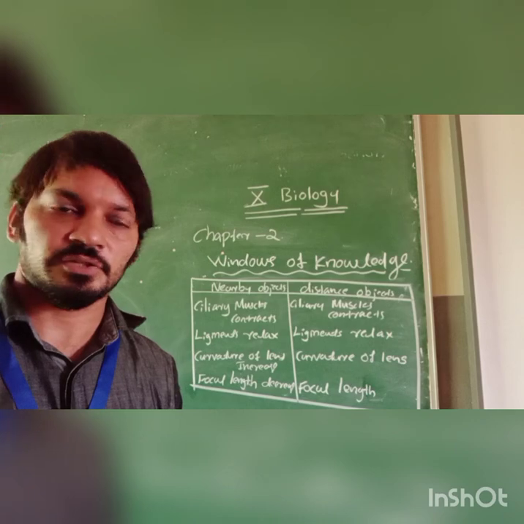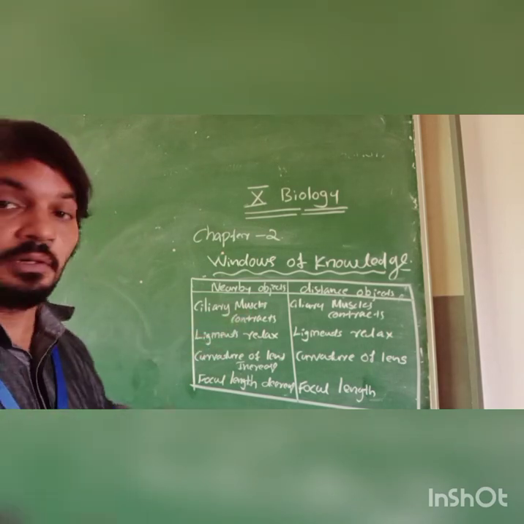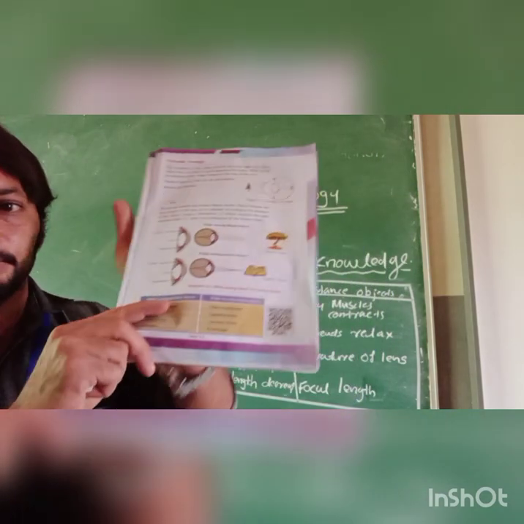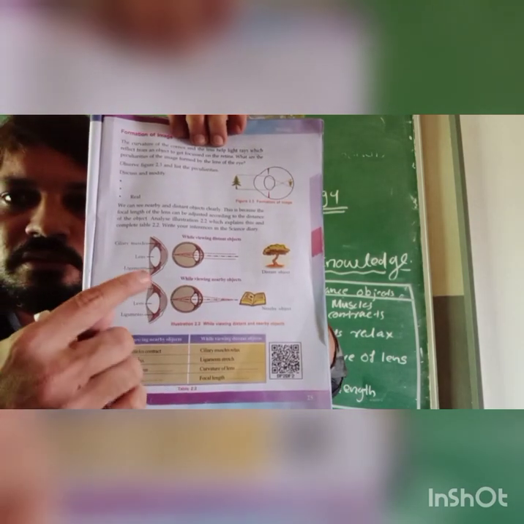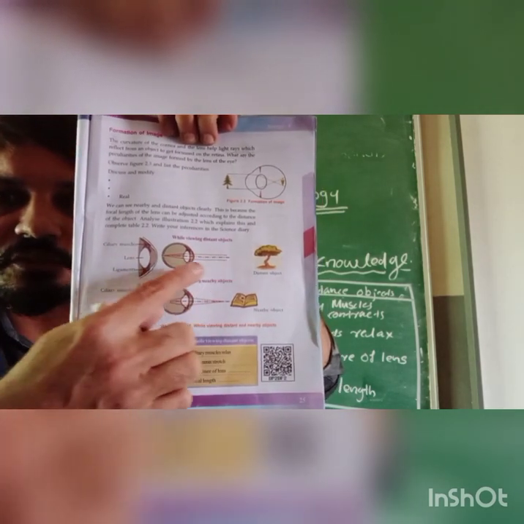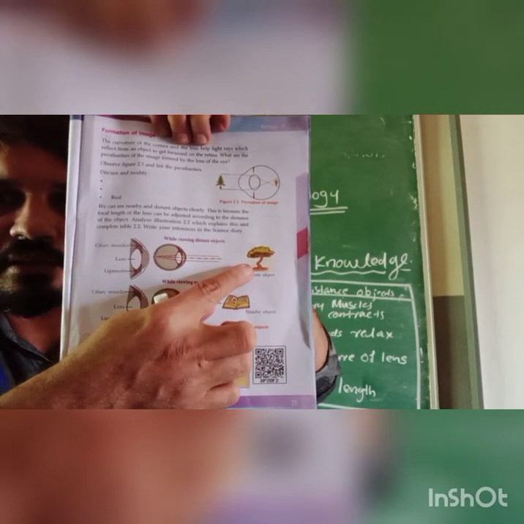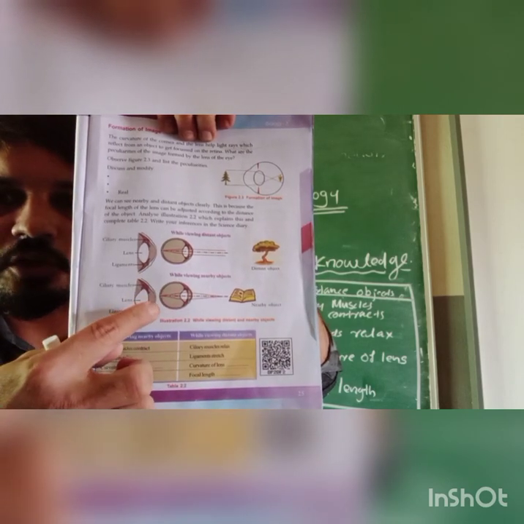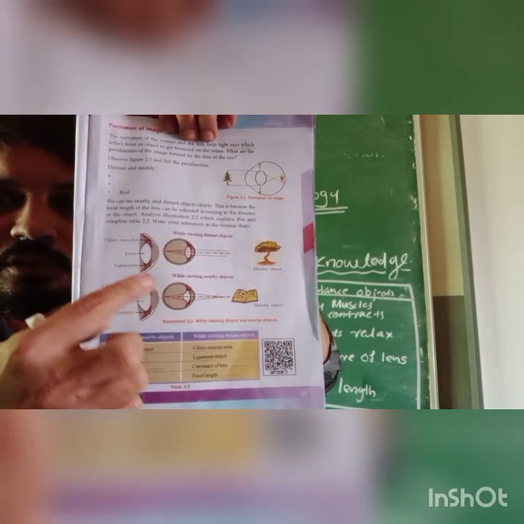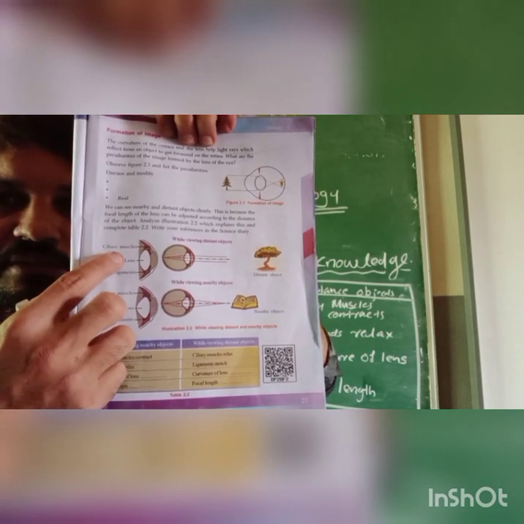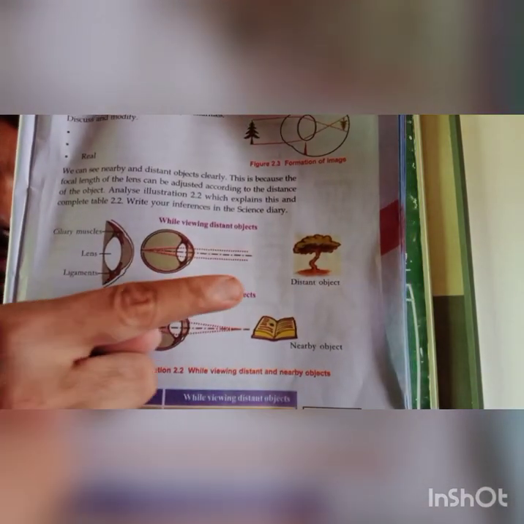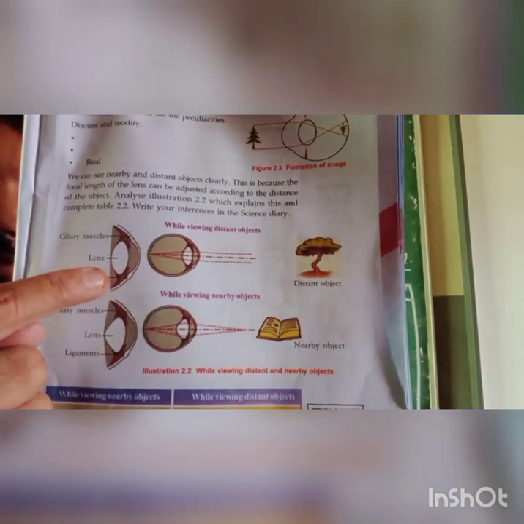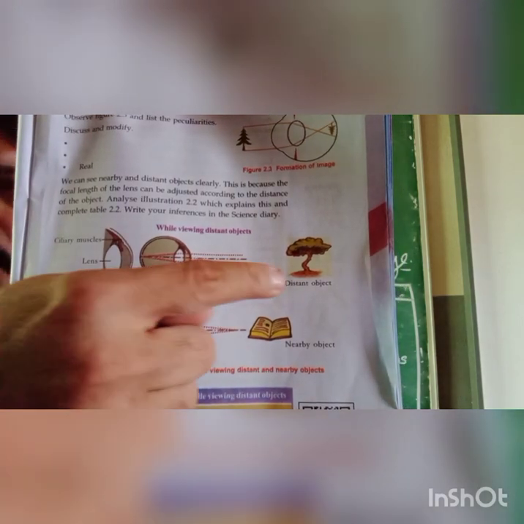Here look, dear students. When you are looking, the object is far. This is the object when near. Here 3 parameters change. Lens curvature changes. Here look at the lens curvature. You can see now. This is the distant object. You are looking at a tree very far away.